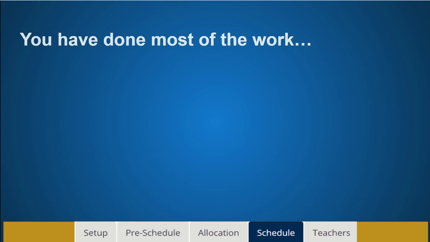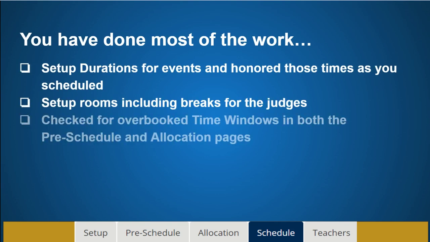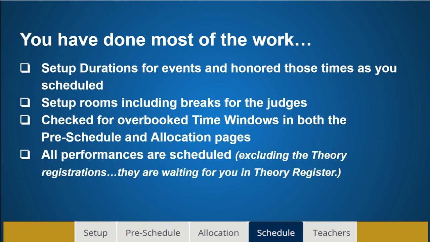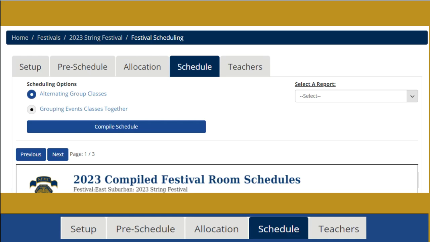You've done most of the work. You've set up your durations. You've set up rooms. You've checked for overbooking, and all your performances are scheduled. So now it's time to go to the Schedule tab. The first time you view your schedule page, it will be blank until you finish your first compile.